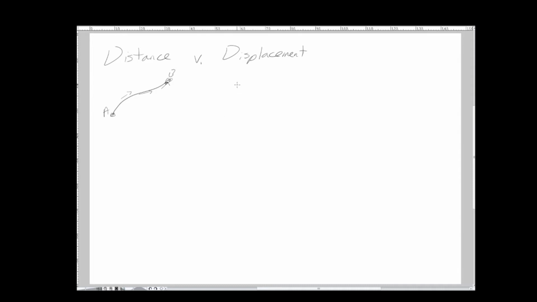Displacement, however, is simply the change between the 2 points. So that would be a straight line. Graphically speaking, it would be a straight line between A to B. It is a vector because it does have direction. Both are measured in meters.